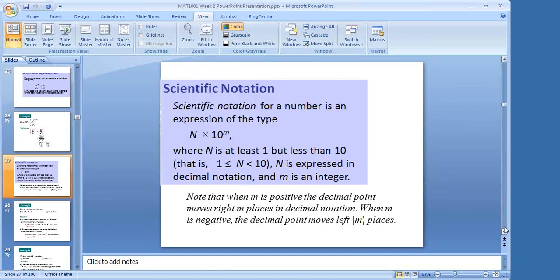All right, so that's all with the exponent rules. I am going to stop this video, and you can now go ahead and take a look at the scientific notation video.